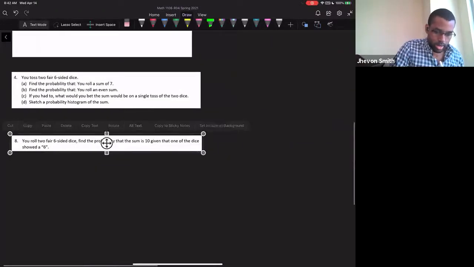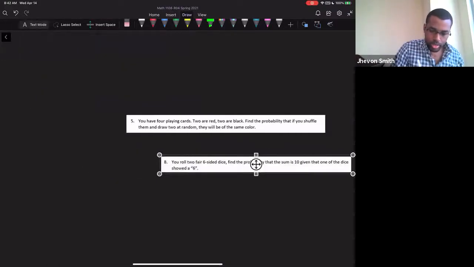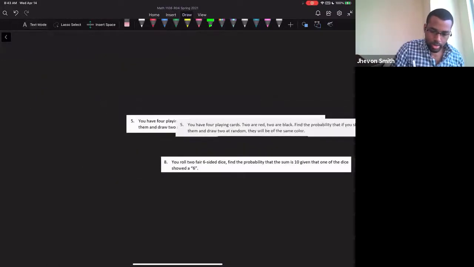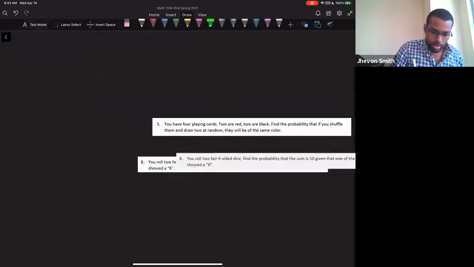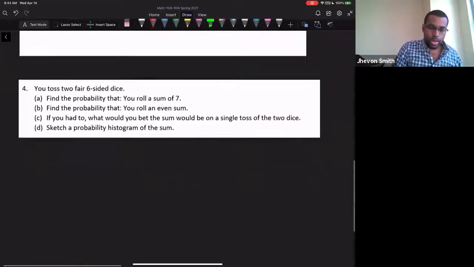The iPad doesn't like the insert space function. It's very complicated for Apple. Okay, so the 2 dice.